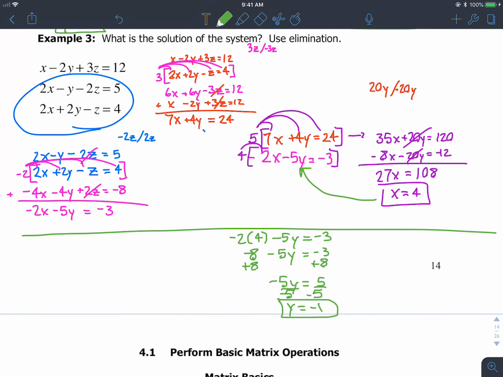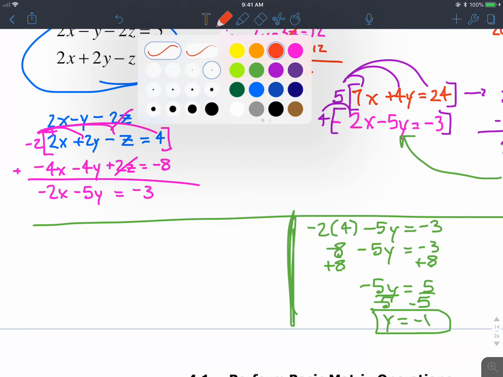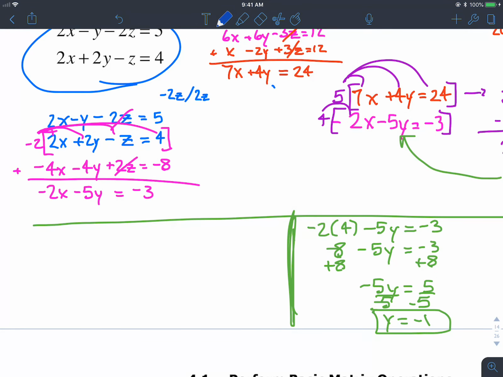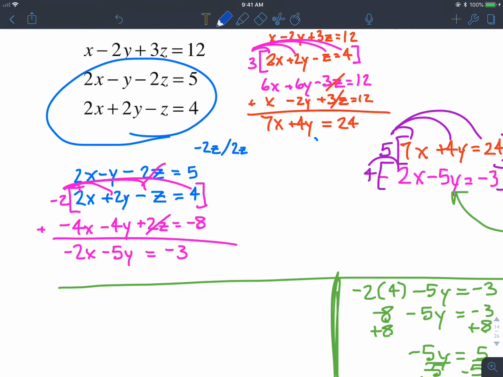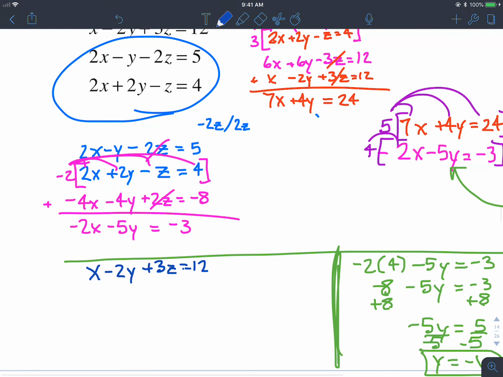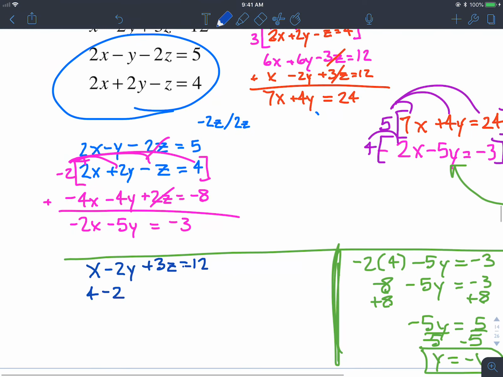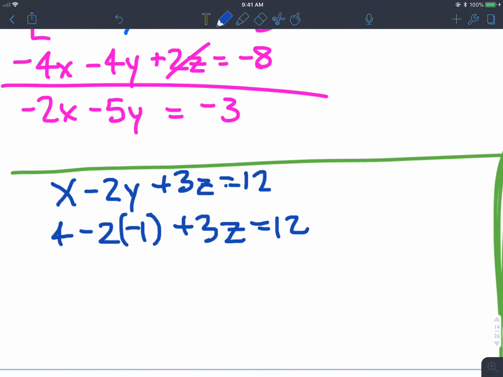Okay. And then after that, we're going to plug all that back in. Y equals negative 1. This dark blue we have not used. And then we're going to take x and y and plug that back in. As far as which one's the easiest, they're all kind of the same here, so I'm going to use that first equation. So we got x was 4, so that'd be 4 minus 2 times negative 1, and then plus 3z, and theoretically we can solve for z now, since we have all that.